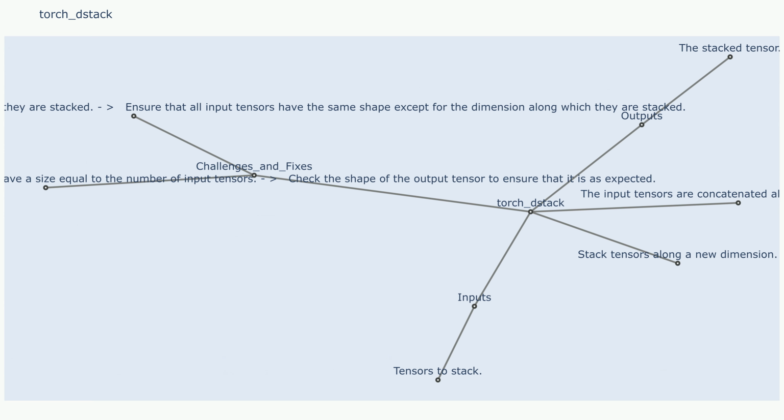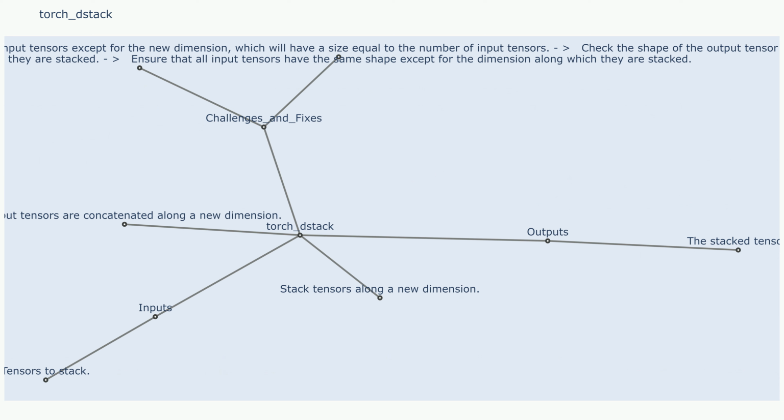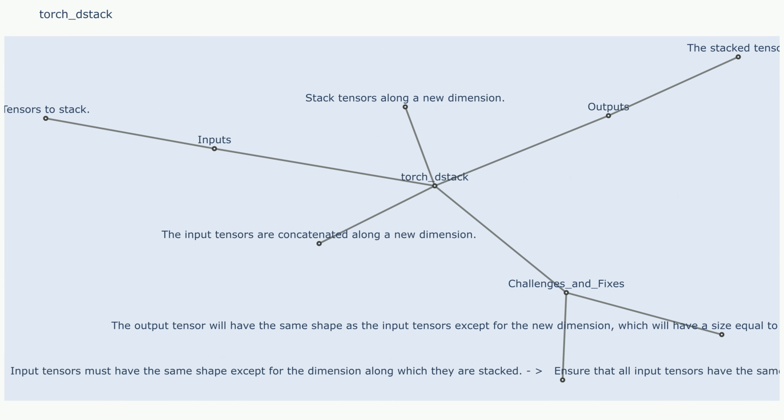Challenge 2: The input tensors must be of the same data type. Sample use case that resulted in challenge 2: trying to stack tensors with different data types. For example, trying to stack a float tensor with an integer tensor. Fixes to challenge 2: ensure all tensors have the same data type. You can use the torch.to function to convert tensors to the same data type.